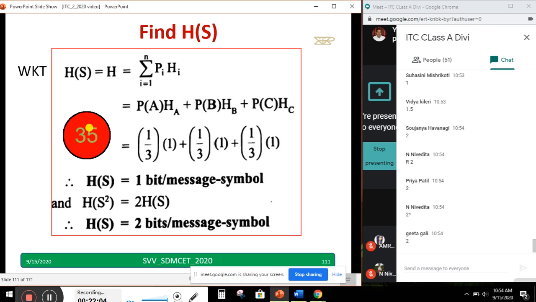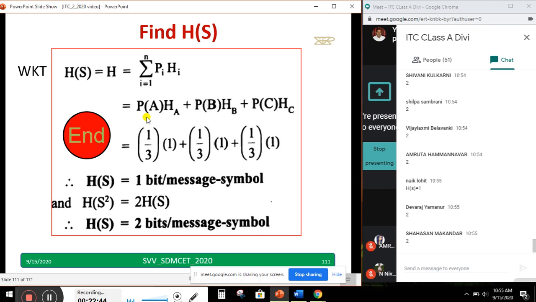Priya 2, Nivedita, Geeta, Prajakta, Adnya, Vineet, Shripad, Abhay, Rohit, Varsha, all are getting correct. Siddharth, Devidas 2. Answers Rohan. Okay, Vidya, HFS equal to 1, correct. Shivani 2, Shilpa also is getting 2. HFS square, correct. So another 2 seconds, then we'll go to the next slide. Okay.